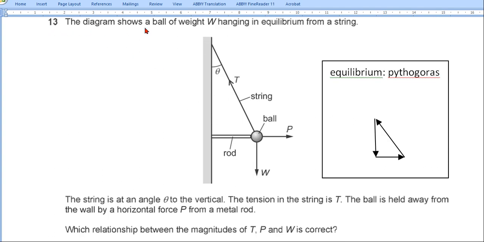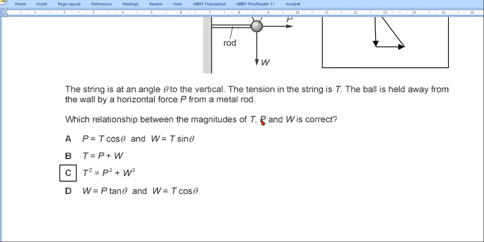Question 13. The diagram shows a ball of weight W hanging in equilibrium from a string. Because we have equilibrium, I draw the equilibrium situation where the resultant force is zero, so a closed triangle. And from the closed triangle we have the correct answer C.